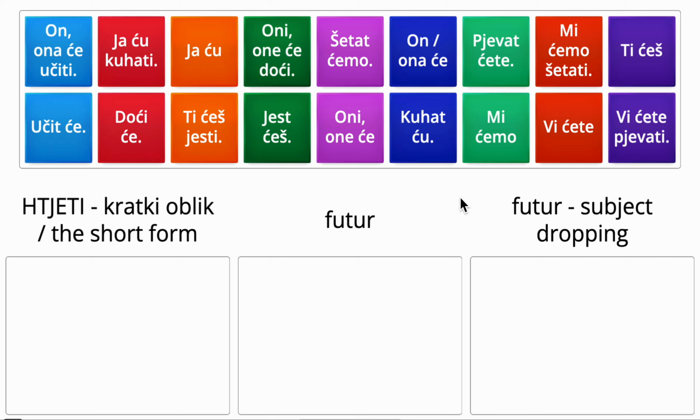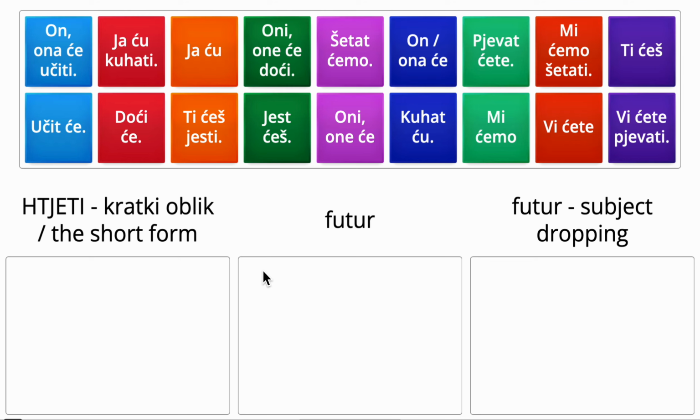Let's learn how to make the future tense. In Croatian language, we have two auxiliary verbs, biti and HTJETI. Biti we use to make the past tense and HTJETI we use to make the future tense. Both auxiliary verbs have the short, the long, and of course the negative form. And the same rules apply when to use each one for HTJETI and biti.